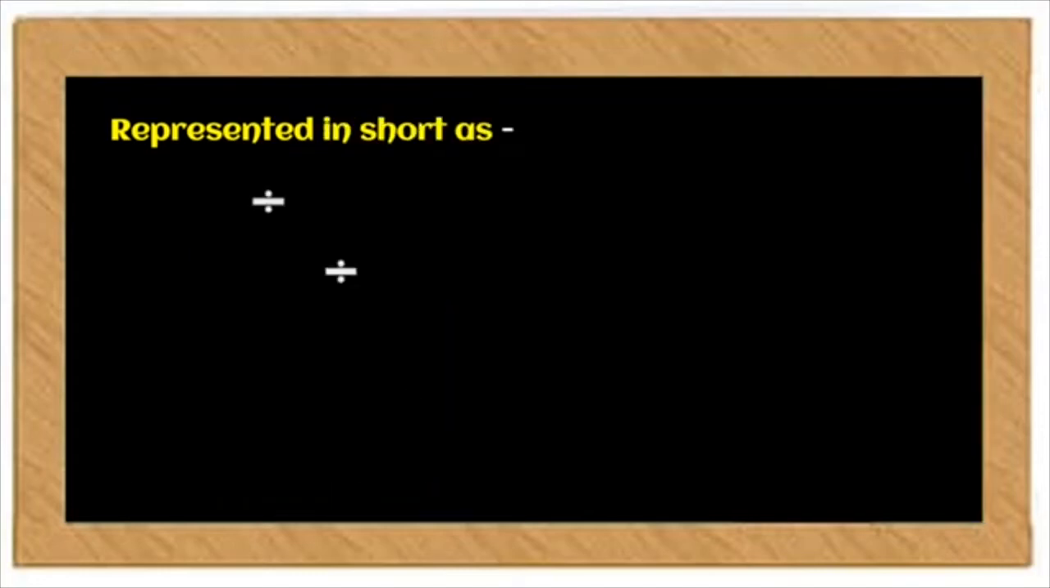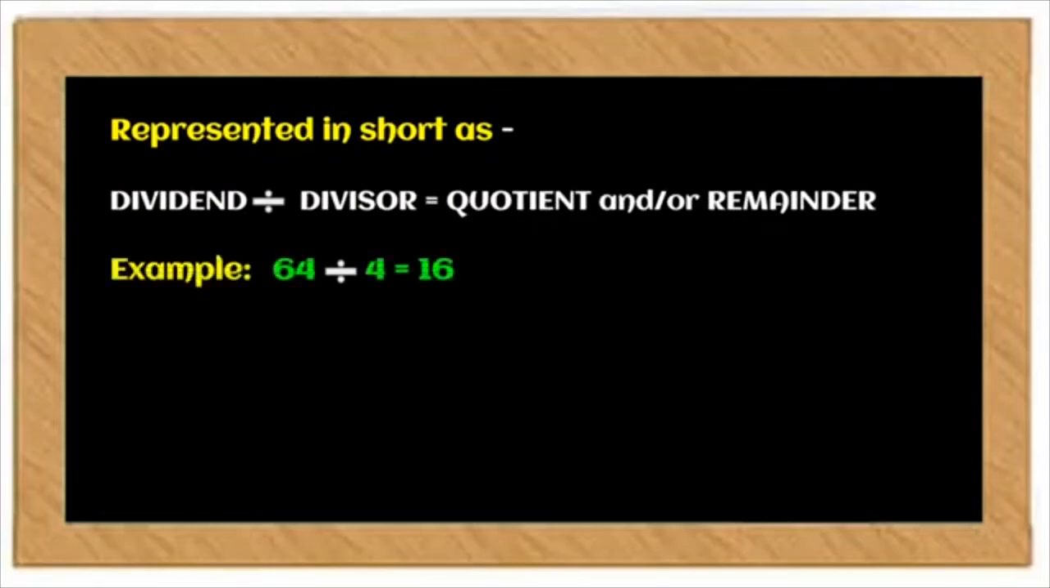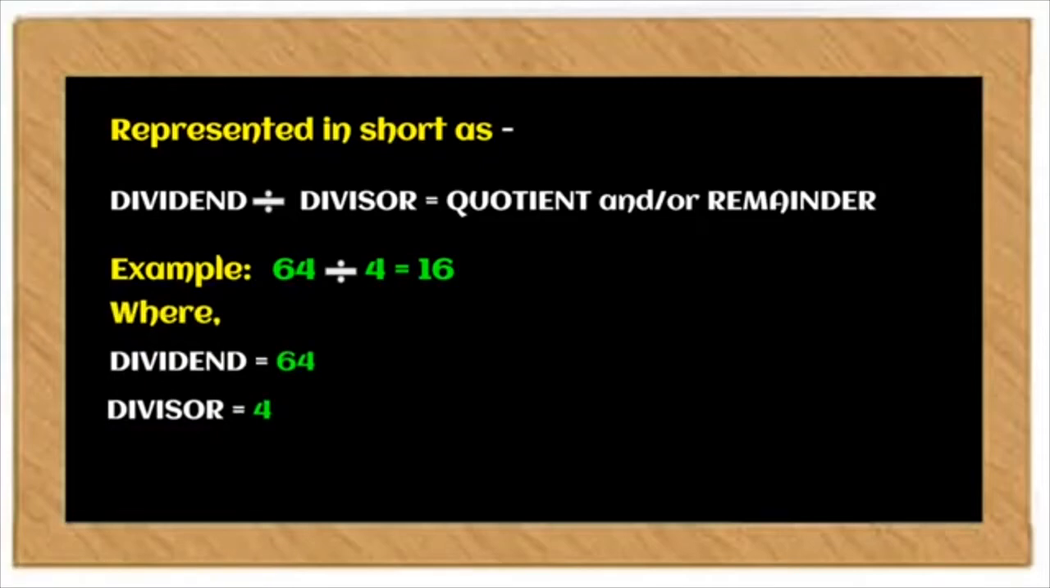Moving on, division problems may also be represented in short as given on the screen. Here, 64 divided by 4 is equal to 16 is represented horizontally, where the dividend again is 64, divisor is 4, quotient is 16 and remainder is 0.